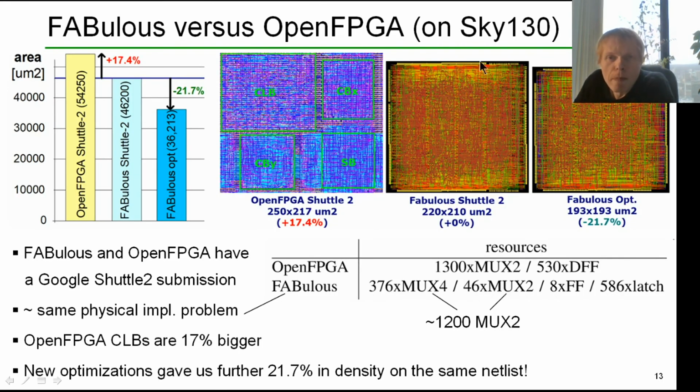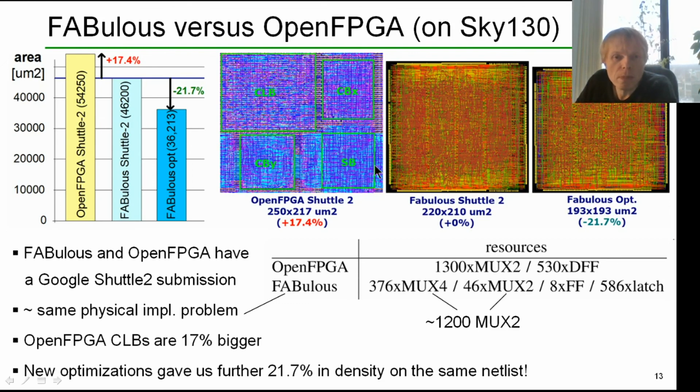I mentioned our baseline, that's this tile I circle with my mouse, was a shuttle 2 FABulous submission, and at the same shuttle submission there was also an OpenFPGA design. So we have two competing designs taped out in the same process. Of course, both designs have submitted not a CLB alone. That was always a full fabric, of course. But here I just compare the tiles against each other.